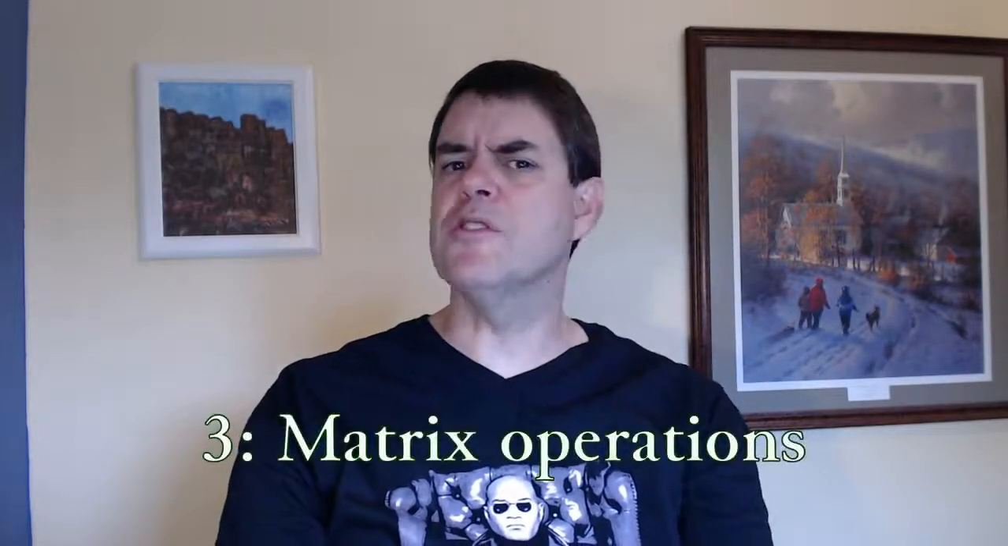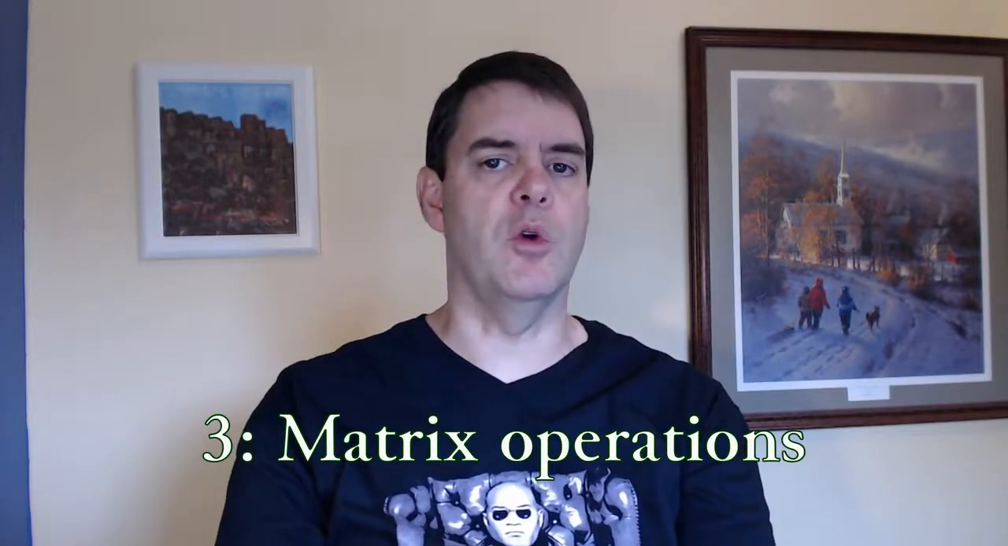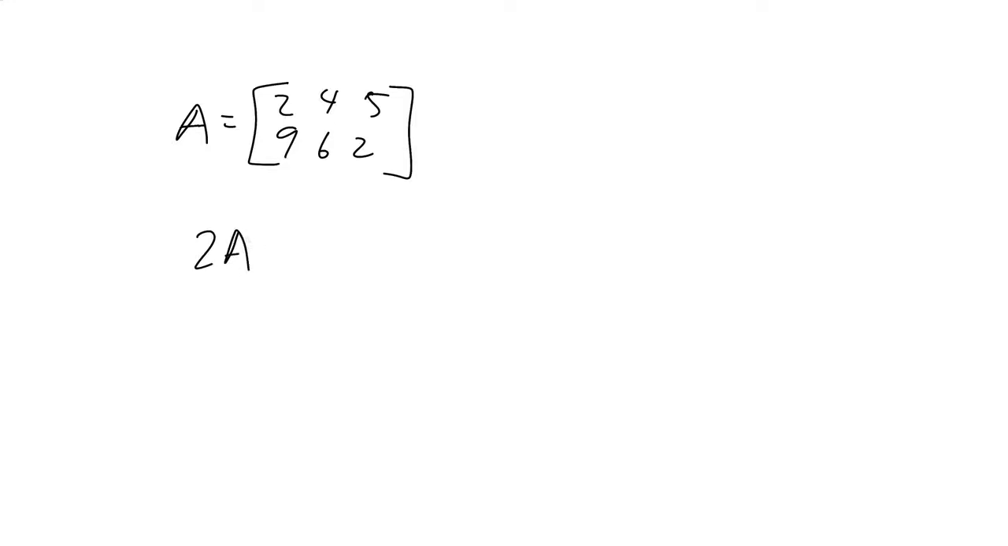Now, there are some basic operations on matrices that are just what you'd expect, and then there are a couple of funky ones, all right? So let's do the basic ones first, and these will be real simple. It won't surprise you that if I have a matrix like this, 2, 4, 5, 9, 6, 2, I could multiply it by a scalar. So I can say 2A, and if I do that, I simply get back 4, 8, 10, 18, 12, 4, right? Just like with a vector, if you do scalar multiplication, you end up multiplying the scalar by all of the values, all right?